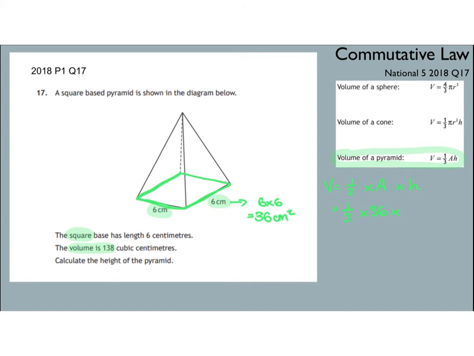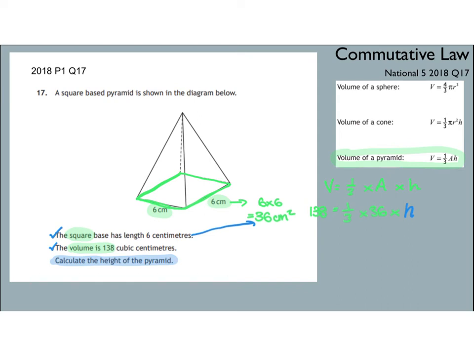It doesn't tell us the height. It's the height that we're trying to calculate. Right, I better have a wee think about that then. So there must be something I haven't used yet. So let's have a look. The square base, yeah, I used that bit of information to get a 36. The volume is 138. Oh, I ticked it, but I haven't used it. The volume's 138. So under V for volume, I'm going to write 138.